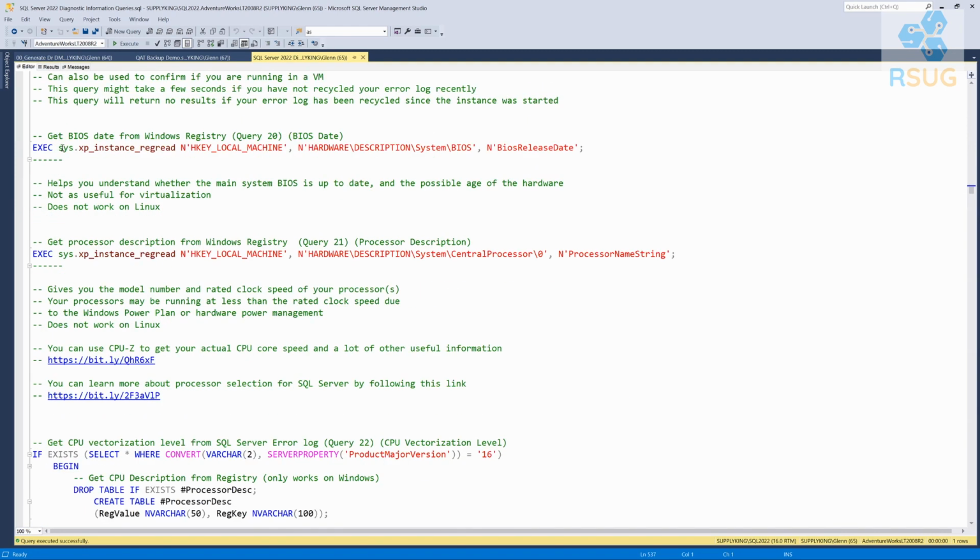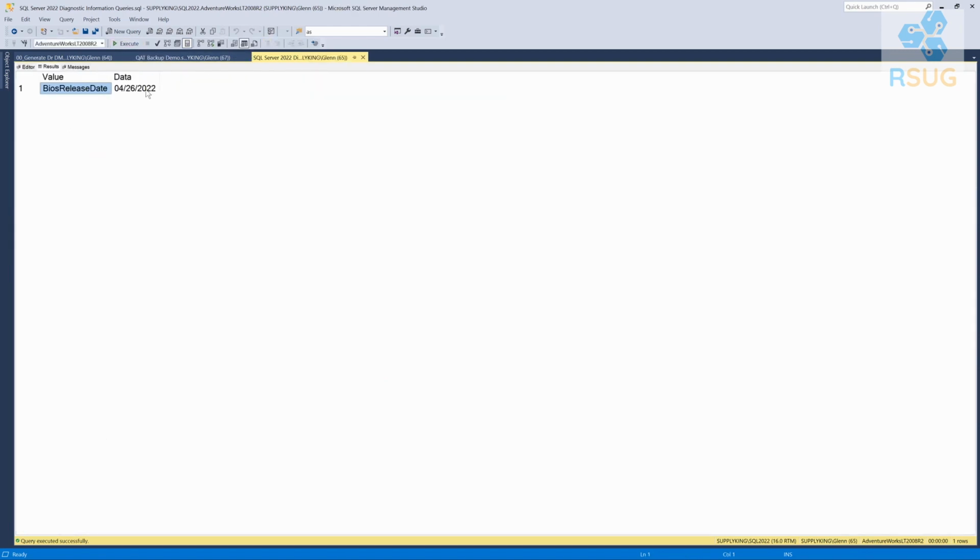And then the next one is only useful on a physical machine as opposed to a VM, but it tells you the main BIOS date. And in my experience over the years, a lot of administrators are really, really bad about keeping their BIOS up to date on their physical hosts. And this would help you figure that out, assuming you're not virtualized.